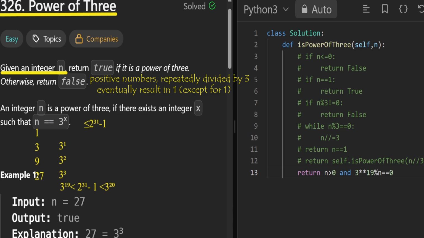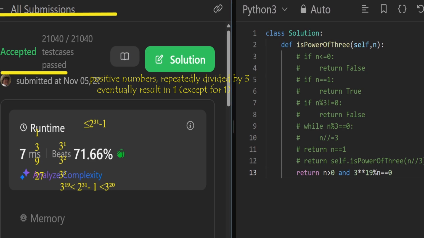Alright, it's time to smash the submit button. Moment of truth. Boom! Accepted. Perfect. This one-liner runs in constant time and constant space complexity. So there you have it. 3 ways to solve Leetcode 326 Power of 3.